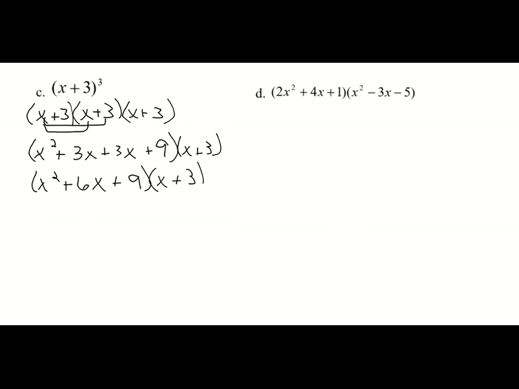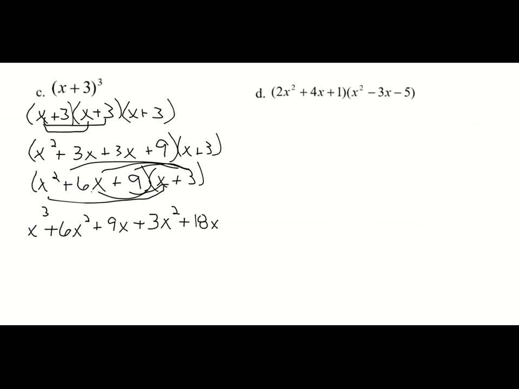And now, just like we did on the last slide, I'm going to multiply the x times everything on the trinomial first. So x times x squared is going to give me x cubed plus x times 6x is 6x squared. 9 times x is 9x. Now I'm going to multiply the 3 times everything on the inside in the trinomial. So 3 times x squared will give me plus 3x squared. 6x times 3 will give me plus 18x. And 9 times 3 will give me 27.